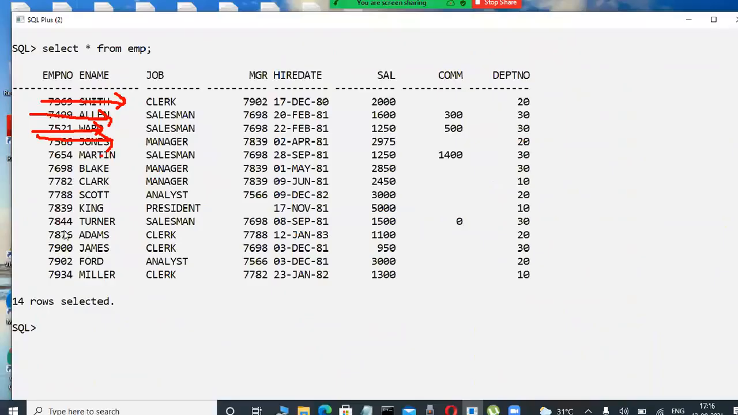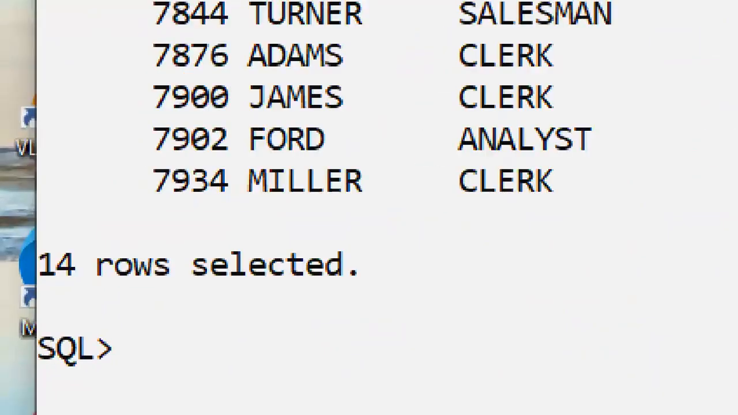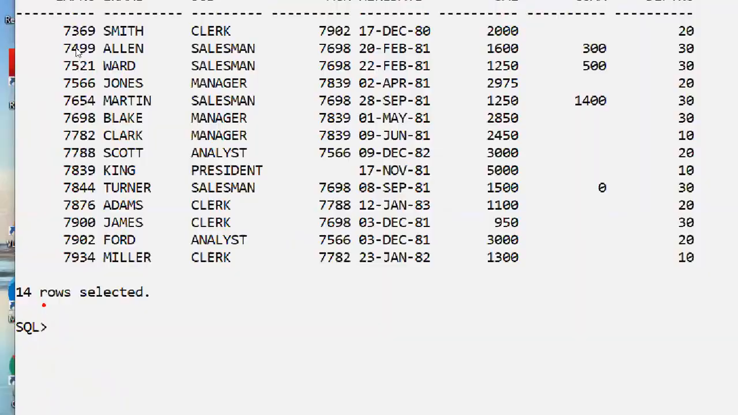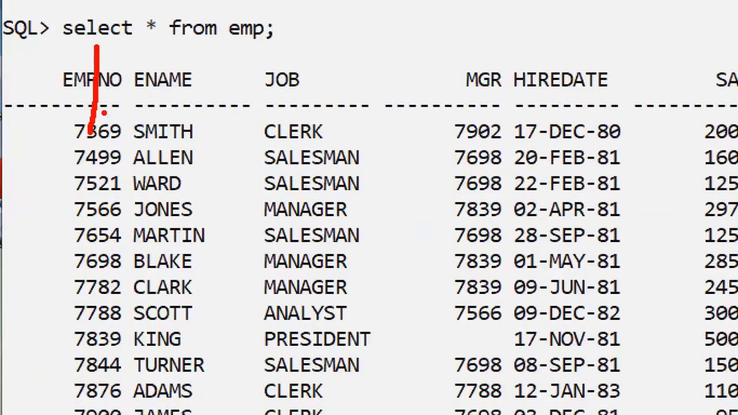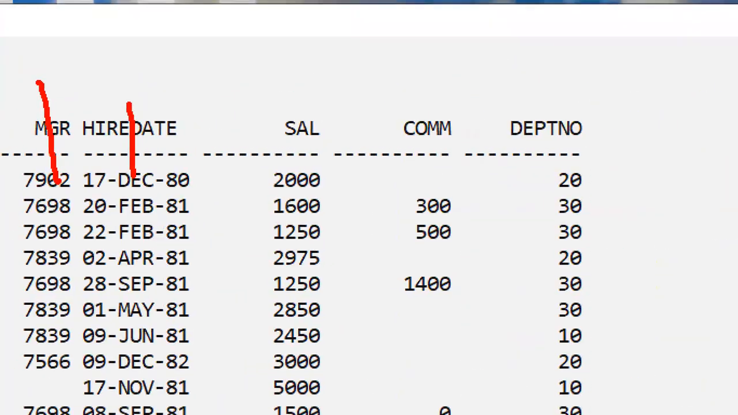How many rows are there? Here 14 rows are there. This is a big table. One table is the EMP table, where employee details are stored. How many columns are there? Anybody count it? 1, 2, 3, 4, 5, 6, 7, 8.